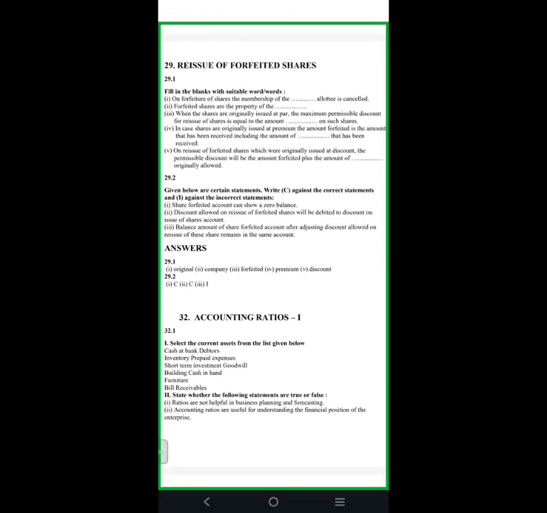Given below are certain statements. Write C against the correct statement and I against the incorrect statement. Share forfeited account can show a zero balance. Correct, C. Discount allowed on reissue of forfeited shares will be debited to discount on issue of shares account. Correct, C. Balance amount of share forfeited account, after adjusting discount allowed on reissue of these shares, remaining in the same account. Incorrect.